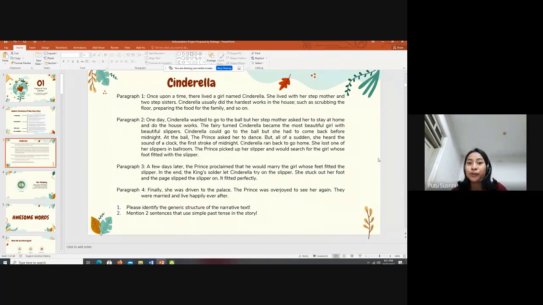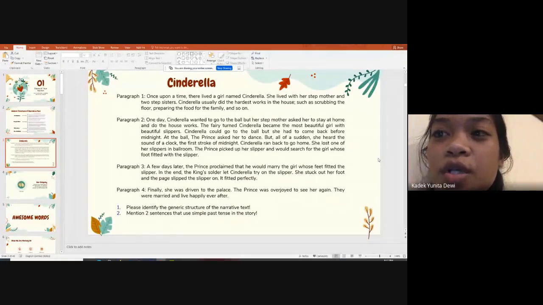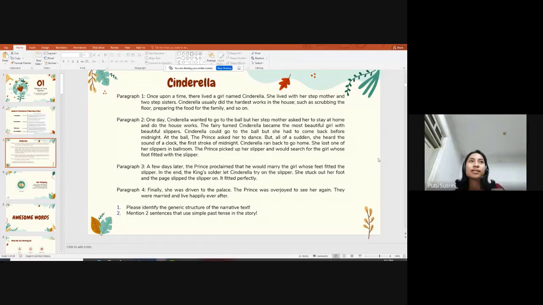So I think that's all for today's class. Who can conclude what we have learned today from the beginning until now? We can learn about how to identify the generic structure of narrative text, ma'am. Yes. What else? We learned about the generic structure and also the purpose, how to identify the generic structure of the text, and also the use of simple past tense in the story.